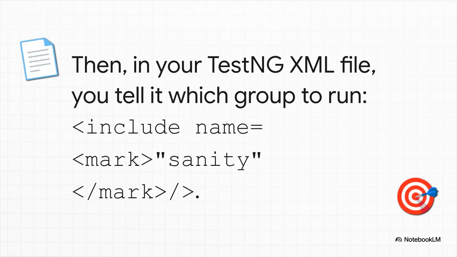Okay, so that's part 1. The other half of the puzzle is in your TestNG XML file. In there, you add a groups tag, and inside of that, you just tell it which group to run using include name equals sanity. That's it. When you run this XML, TestNG zips through all your classes and only runs the tests you've tagged with sanity.